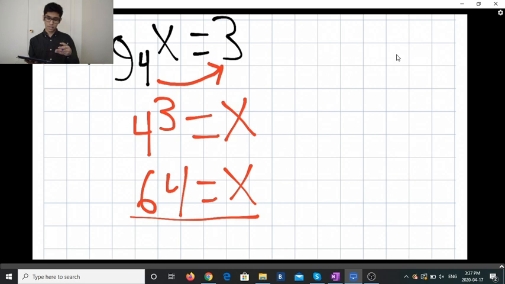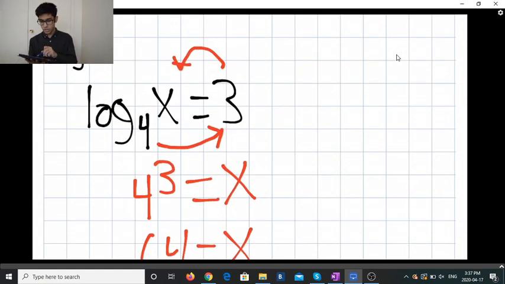Log base 4 of x is equal to 3. What is x? Well, all I have to do is rewrite it in exponential notation. To write it in exponential notation, I can use that circle again. 4 to the power of 3 is equal to x. You can go ahead and solve problems like that.